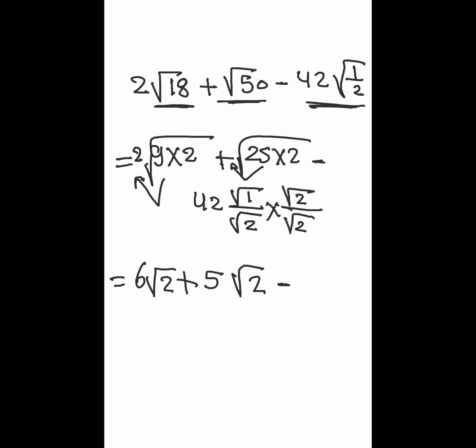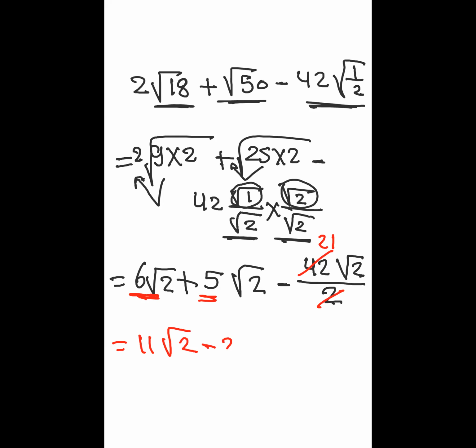Then minus square root of 1 means 1 times the square root of 2. So 42 square root of 2 over square root of 2 times itself means the number, so it will equal 2. Then I can simplify it easily: 42 divided by 2 means 21. So now 6 square root of 2 plus 5 means 11 square root of 2, minus 21 square root of 2, which will equal negative 10 square root of 2.